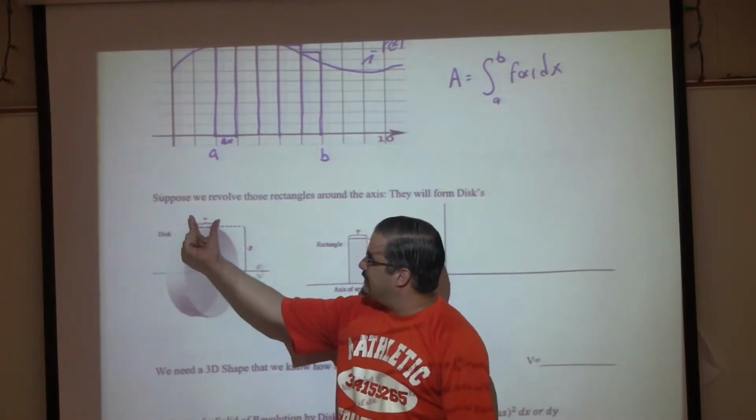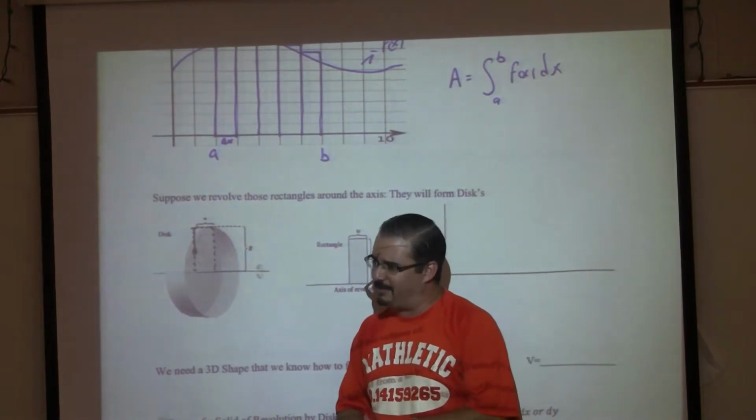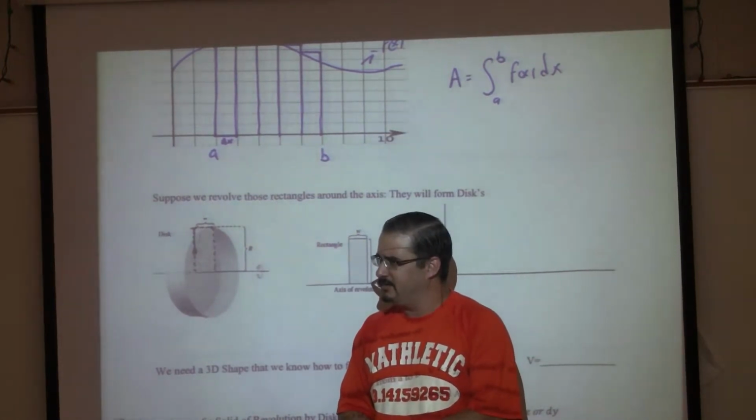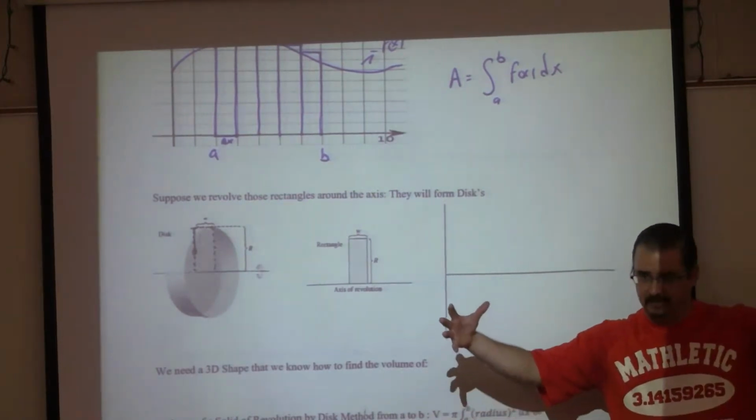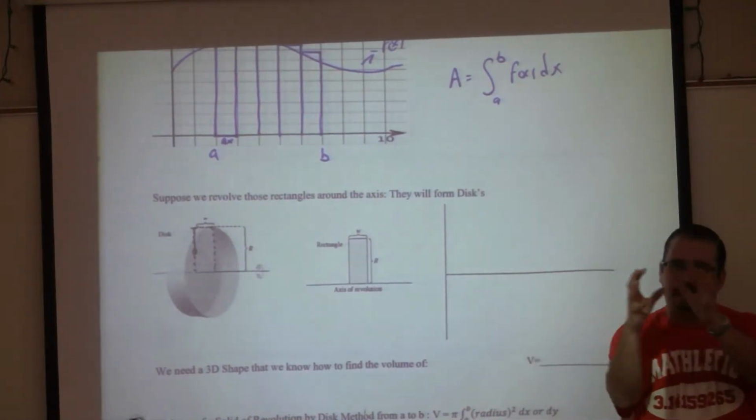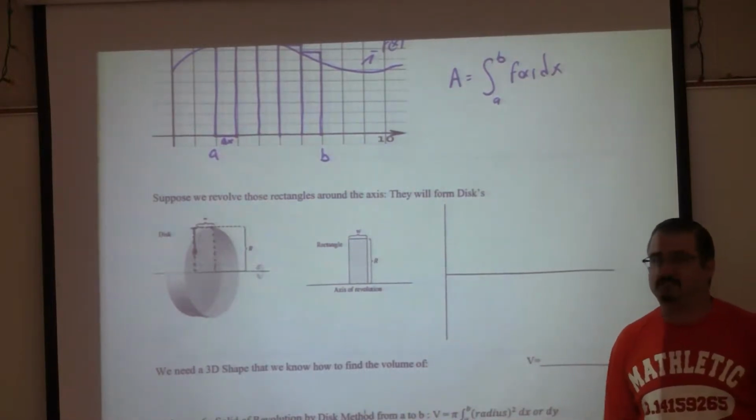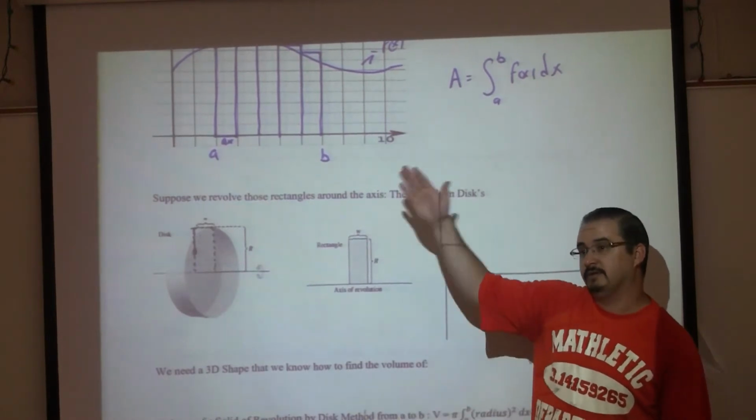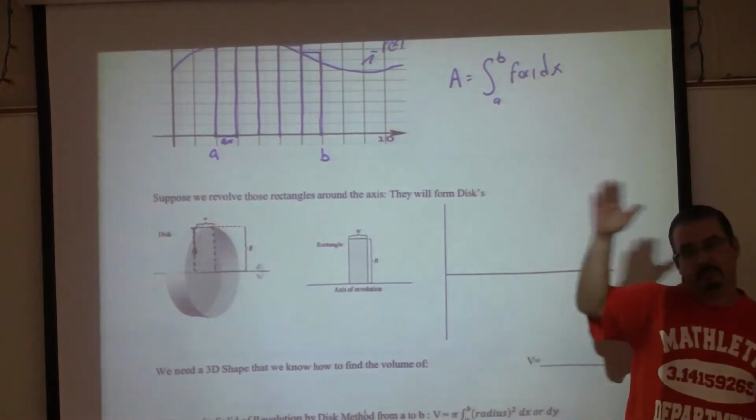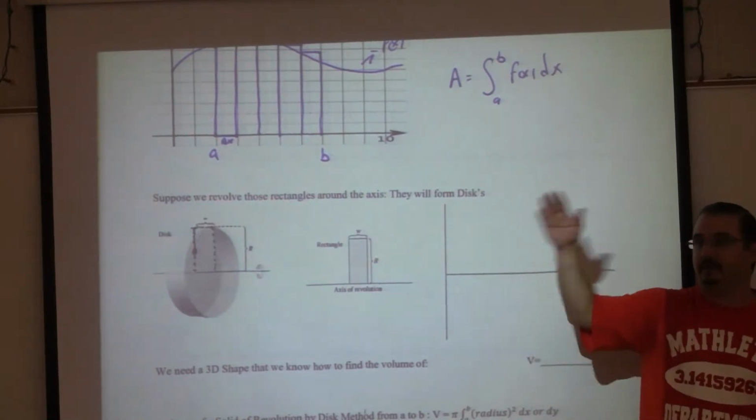So I got that rectangle and I rotated it around. And it created this cylindrical shape that we call a disk. Yes? And if I have an infinite number of those disks, and I find the volume of each one, and I add them all up, that would be the same as the volume of the shape that is created by what? By revolving that curve about the axis, or about whatever axis you want.